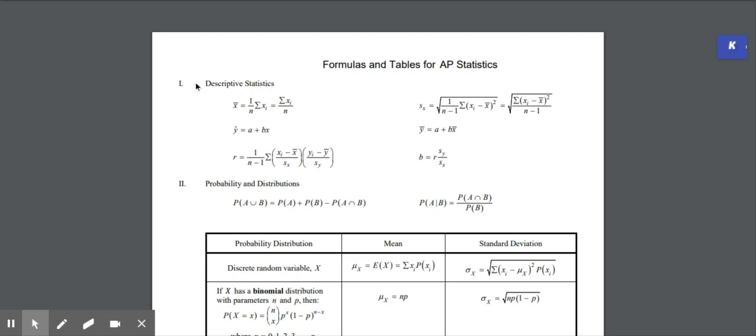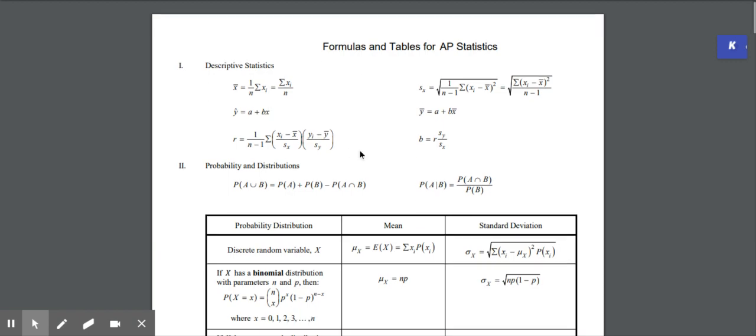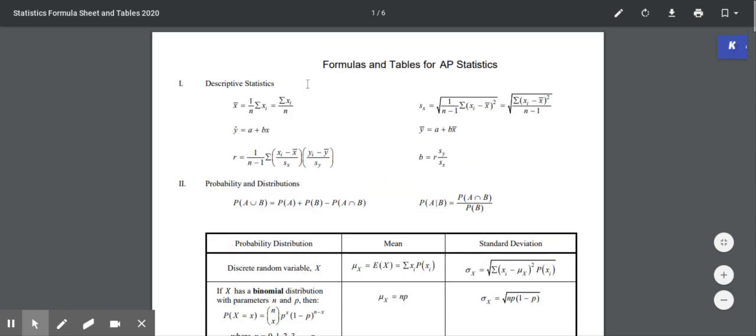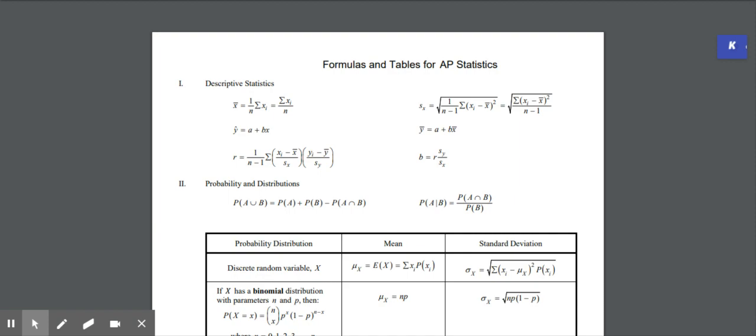So for the first part here, descriptive statistics, we have the formula for average. You guys probably know about average. We have the formula for sample standard deviation in two different forms. Could be on there, probably not, but it's there in case you need it. These others all have to do with linear regression. This is the linear regression equation. This is plugging in x bar comma y bar because every linear regression contains x bar, y bar. And this is the formula for slope and correlation.